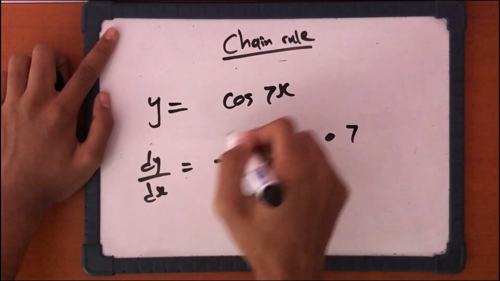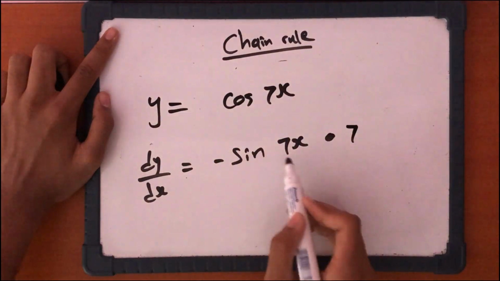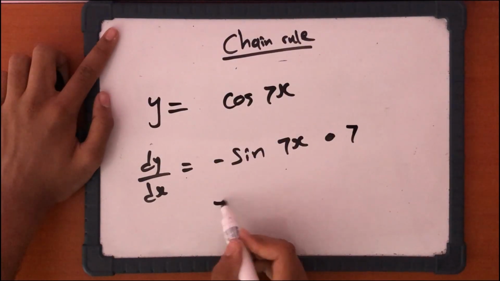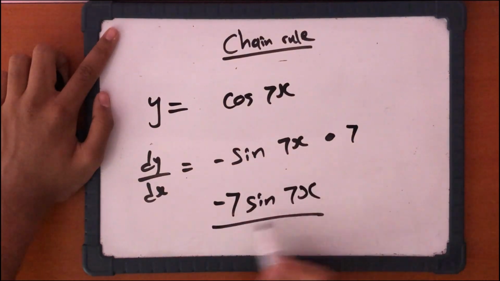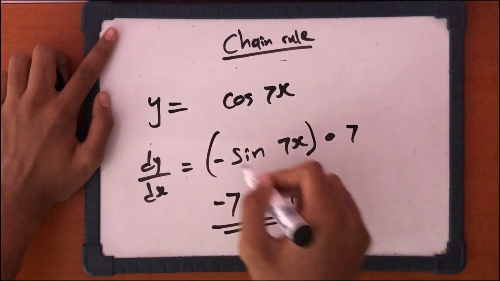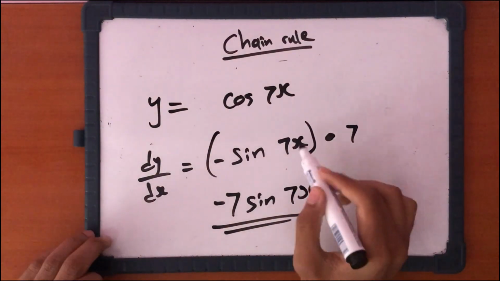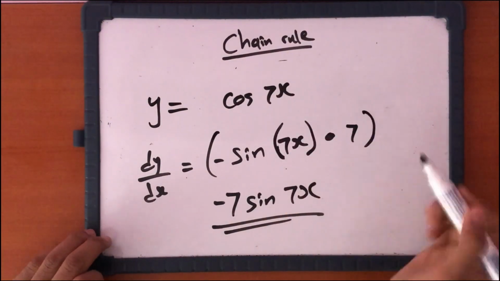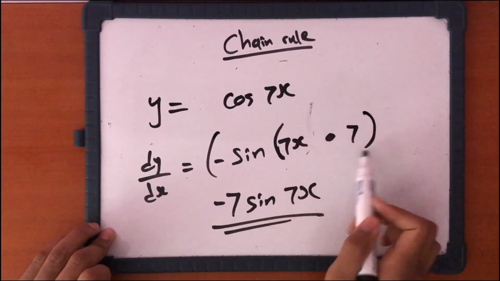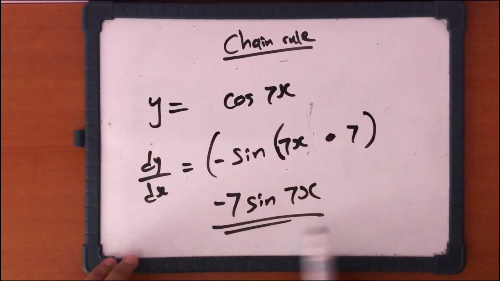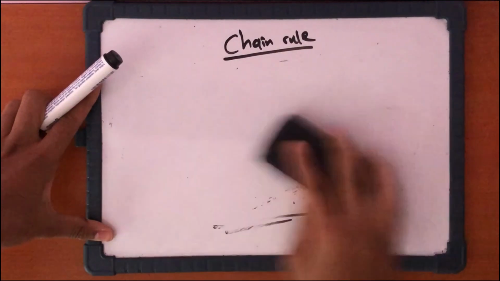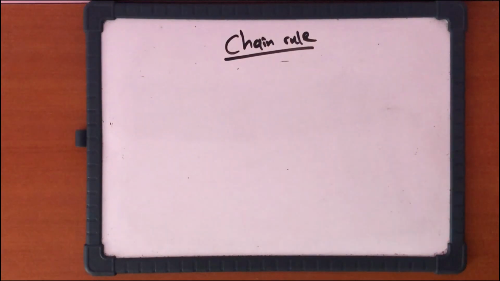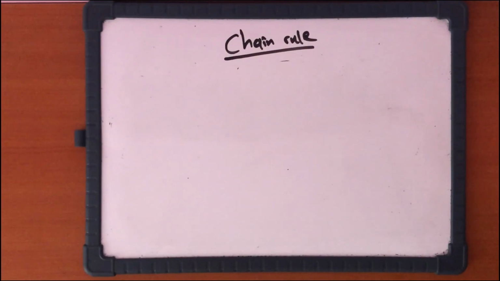Remember, this 7 is multiplying the whole of this. It's not negative sine of 49x. It's negative 7 sine of 7x, like that. So this 7 is multiplying the whole of this, not this. That could be a misconception. So that's the answer. So this is how chain rule applies to brackets, sine, cos, even e.